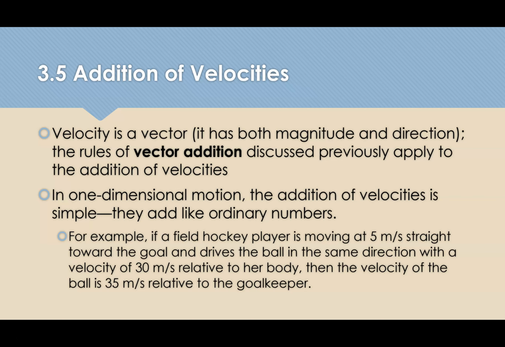We have an example here in one-dimensional motion that says that if a hockey player is moving at 5 meters per second straight toward the goal and then drives the ball in the same direction with a velocity of 30 meters per second relative to her body, then the velocity of the ball is actually 35 meters per second from the goalkeeper. So the person who is moving at 5 meters per second adds 30 meters per second to the velocity as they hit the ball, whereas the goalkeeper who isn't moving sees the total motion as 35 meters per second.